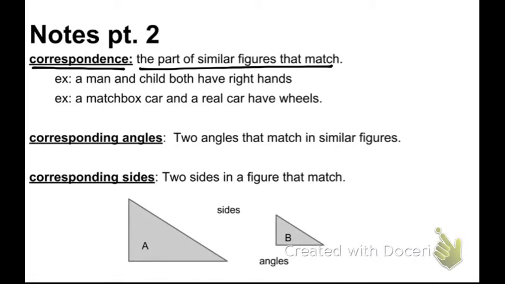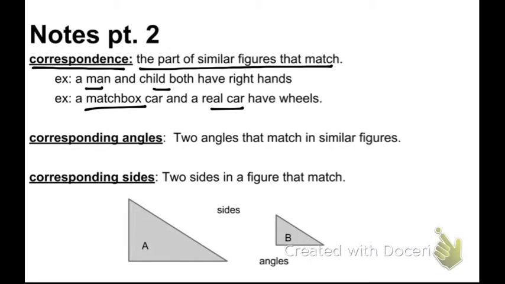For instance, if I have a man and a child, they both have right hands. They both have a head. They both have two eyes and a nose. They both have parts in roughly the same place. They're just a smaller or larger version of each other, depending on your point of view. Or if I have a Matchbox car and a real car, they both have wheels.